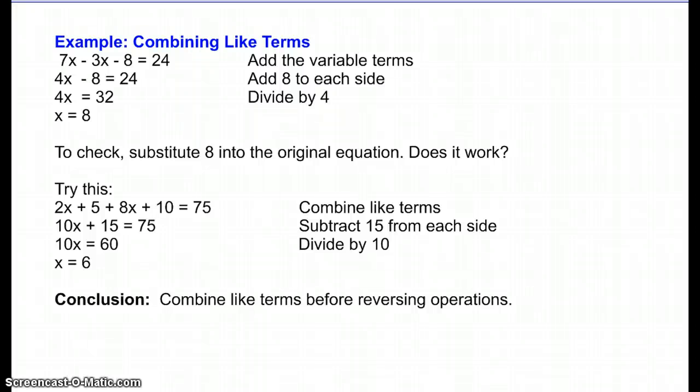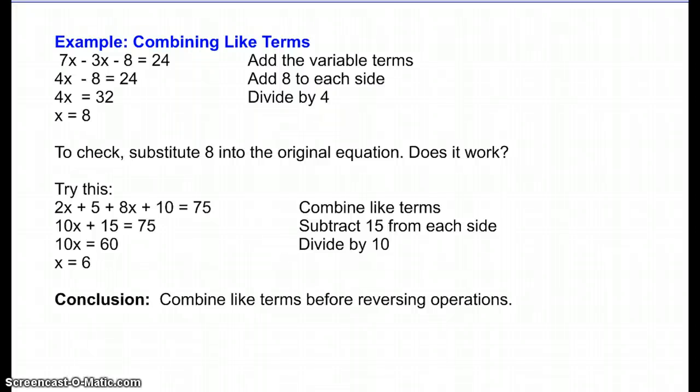In the next one, we're going to try 2x plus 5 plus 8x plus 10 equals 75. Again, the first step is to combine all like terms, and this time, on the left-hand side, we have both variable terms that are alike and constants. So we're going to add our variable terms and get 10x because we have 2x and 8x. Remember, when you add variables, you add their coefficients. And then we're going to add 5 and 10. 5 and 10 is 15. So we end up with 10x plus 15 equals 75.